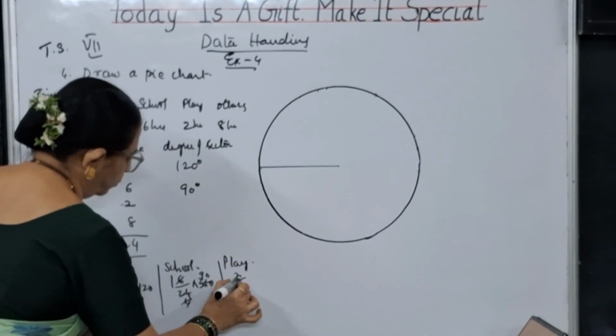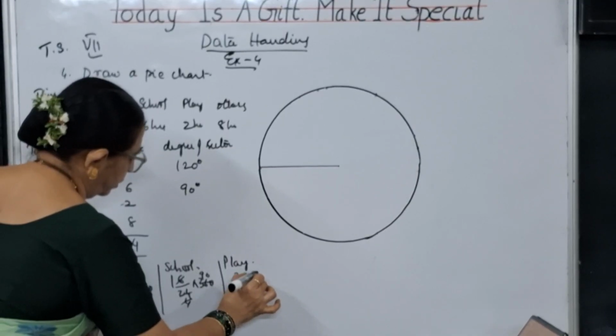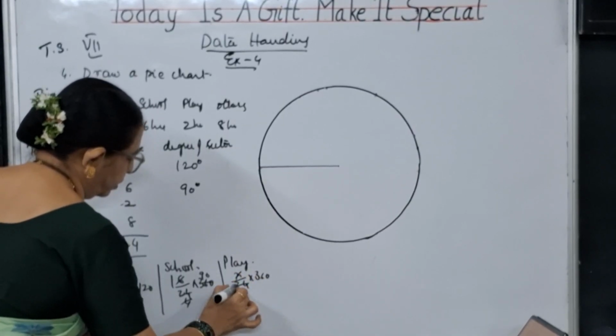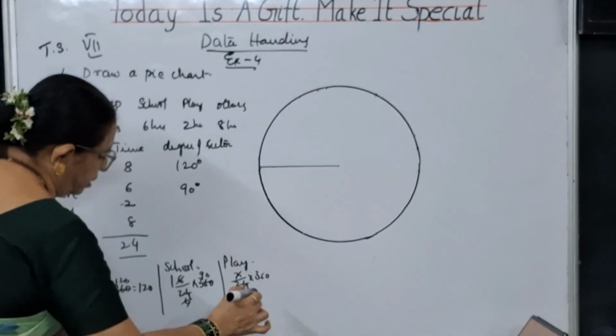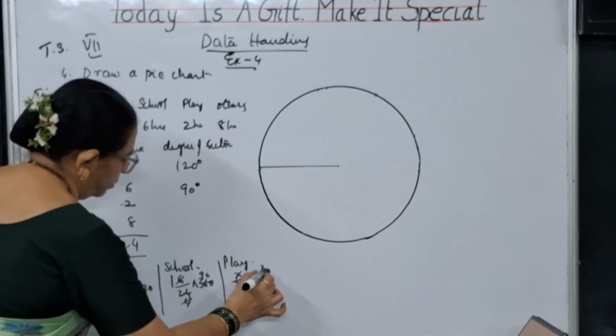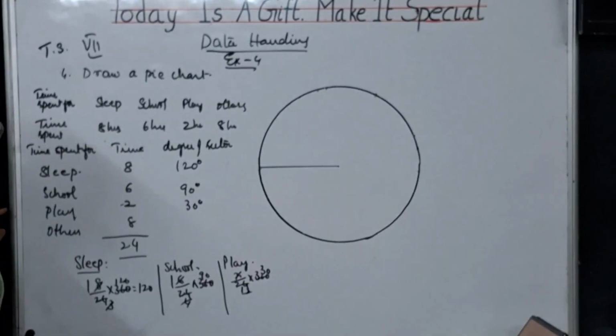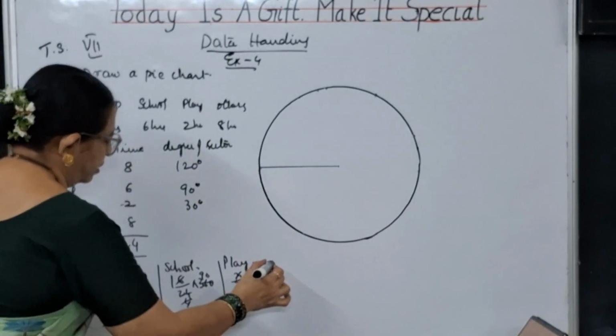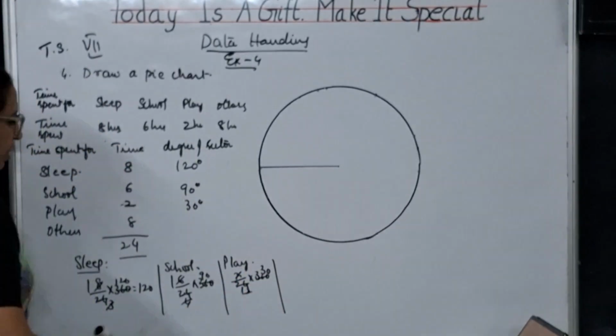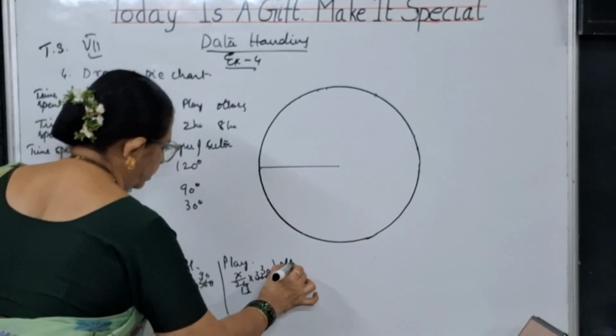For play, 2 by 24 into 360. 2 ones are 2, 12s are 12, 3 twos are 6, 0. So that is 30 degrees for play. And others is 120 degrees, actually whatever is left behind, that is others.